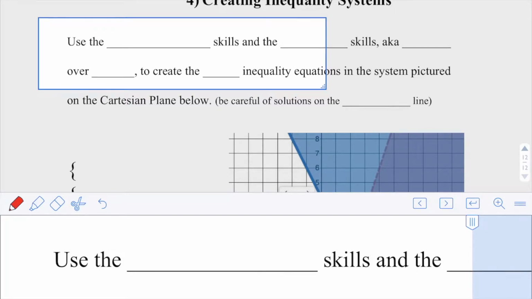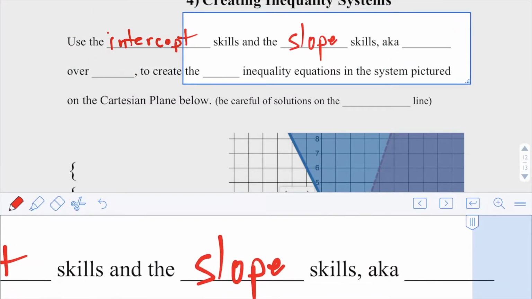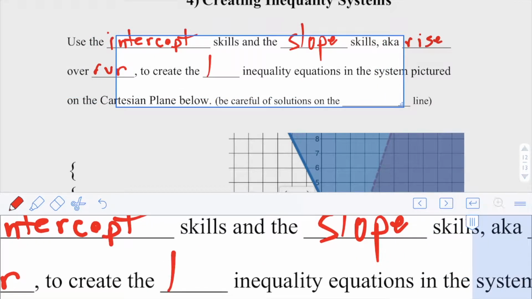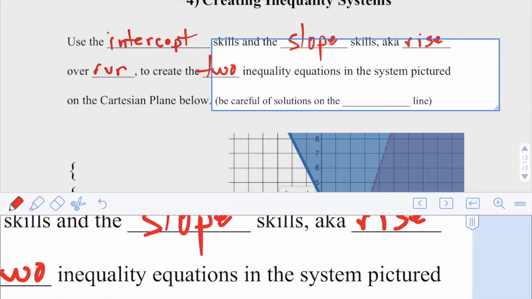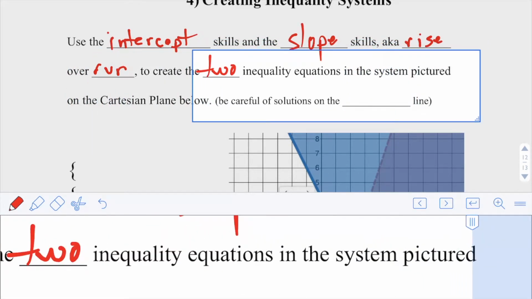What we have to do is use the intercept skills and the slope skills, aka rise over run, to create the two inequality equations in the system pictured on the Cartesian plane below. Remember earlier when I said in a previous lesson to be careful because solutions on the dotted line are not included. So you can't count any points that lie on that dotted line as a solution. So let's go down and do the example.